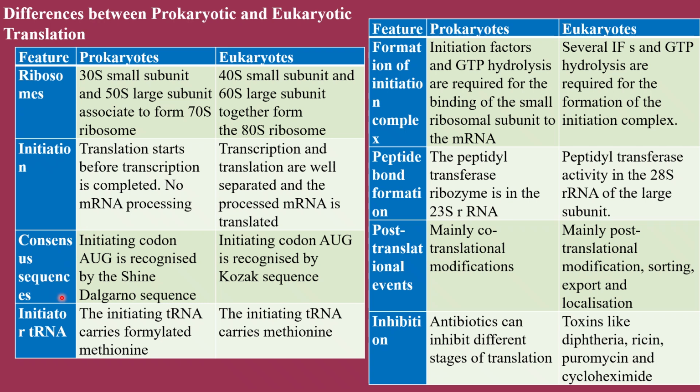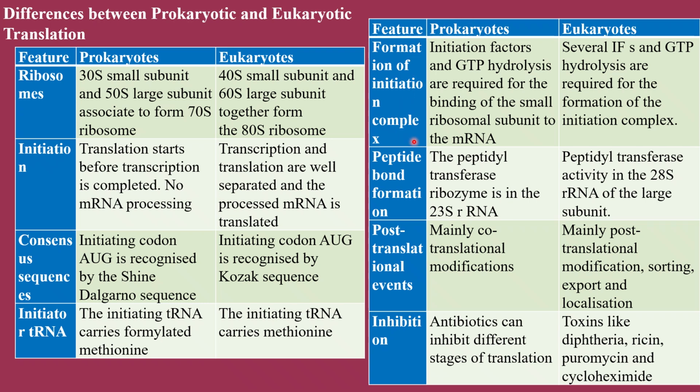Then consensus sequences. The initiating codon AUG is recognized by the Shine-Dalgarno sequence present on the messenger RNA in the prokaryotes, while in the eukaryotes, it is the Kozak sequence which is recognized by the ribosome. Then the initiating transfer RNA. In prokaryotes, the initiating transfer RNA carries formylated methionine, while in the eukaryotes, the initiating transfer RNA carries methionine only.